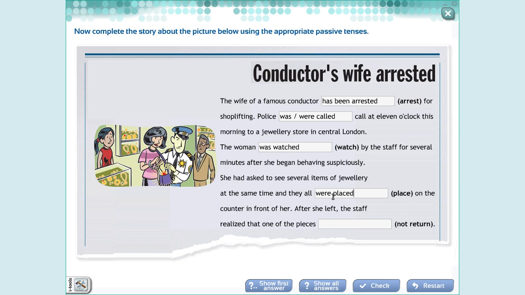After she left, the staff realized that one of the pieces had not been returned. I have two actions in the past: she left, and the piece was not returned. What happens first? Past perfect, so you are going to say had not been returned. Remember, with two actions in the past, the first action is always past perfect. Take your time to copy and do it. You can pause the video.